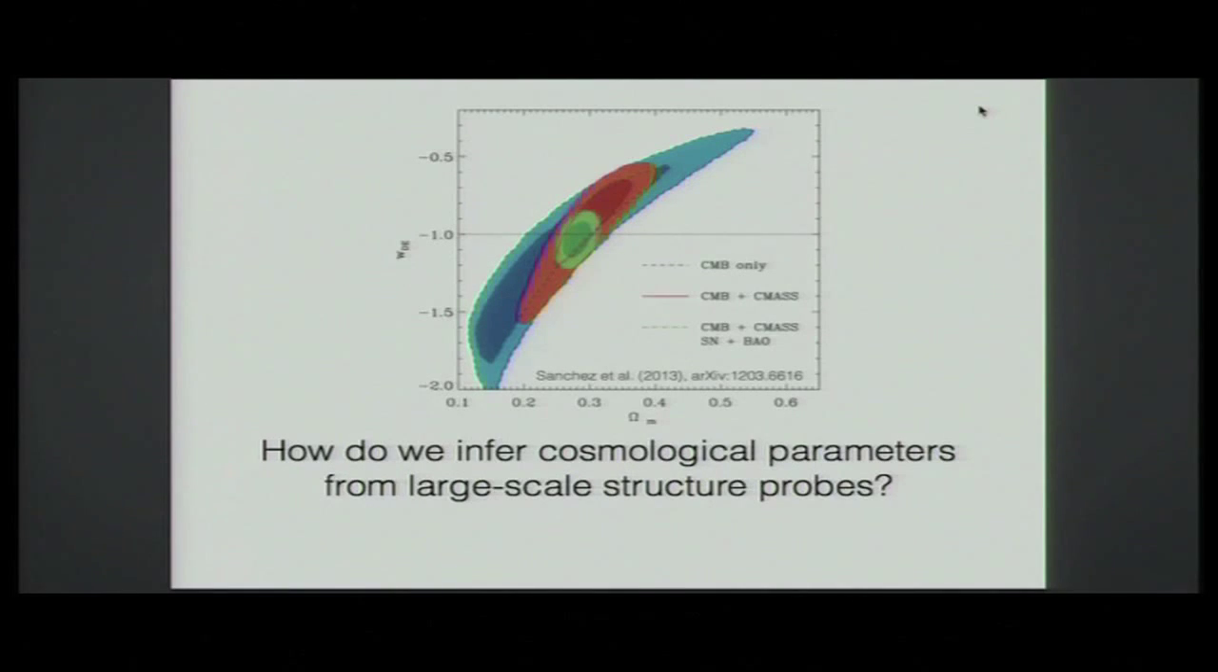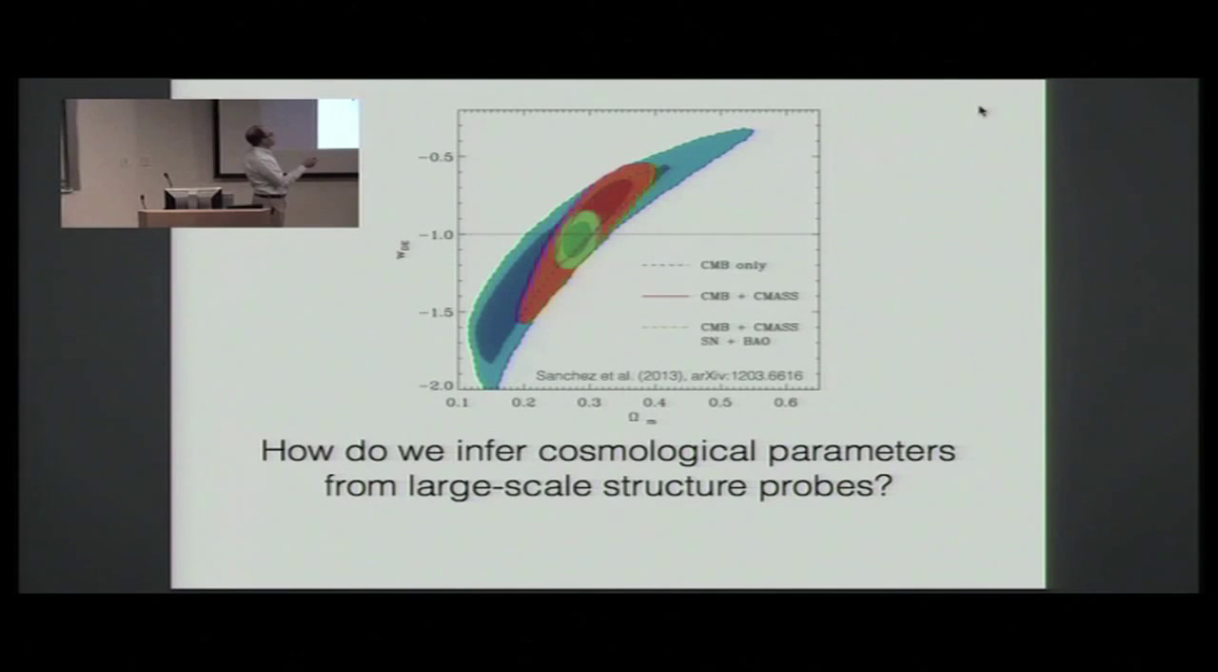Let's take note that there are these banana-shaped contours. We've got measurements from the CMB plus galaxy clustering, and then plus supernovae and other information, that BAO peak out of the galaxy clustering. So what we're doing is taking different surveys, combining information from them, and putting some kind of confidence contours on these cosmological parameters.